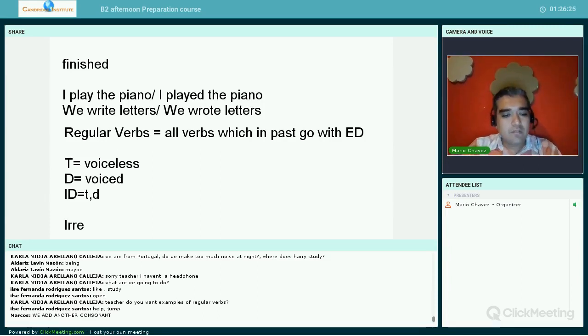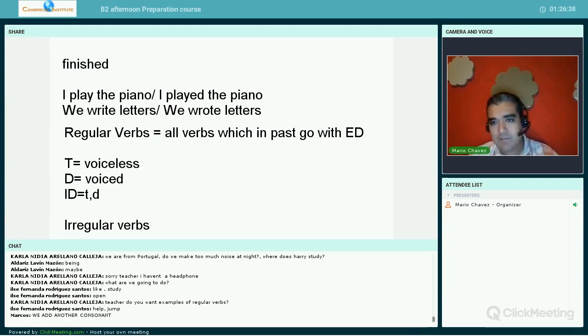In the case of the irregular verbs, which are the irregular verbs? They are all the verbs which are not regular. They can change, they can stay the same, or they can modify only the pronunciation, like in the case of read, which has the same written form, but the pronunciation is different. Okay? Very good. And that's about the past, with the affirmative form.